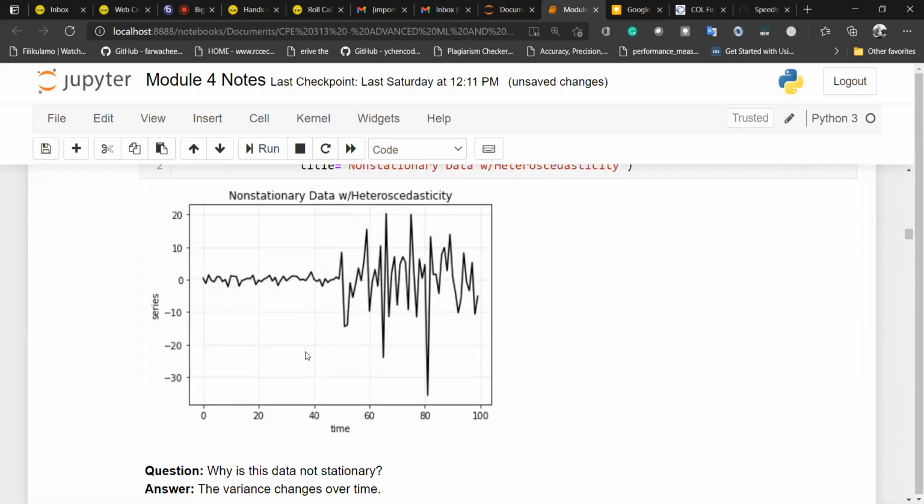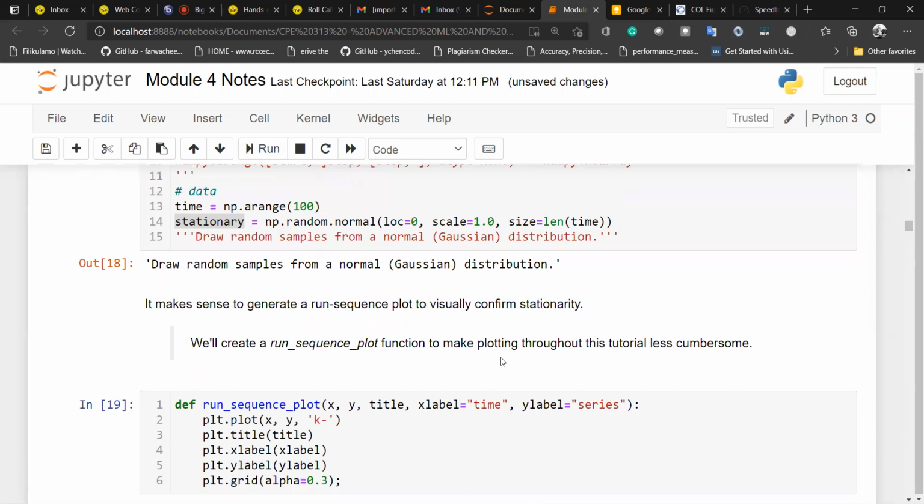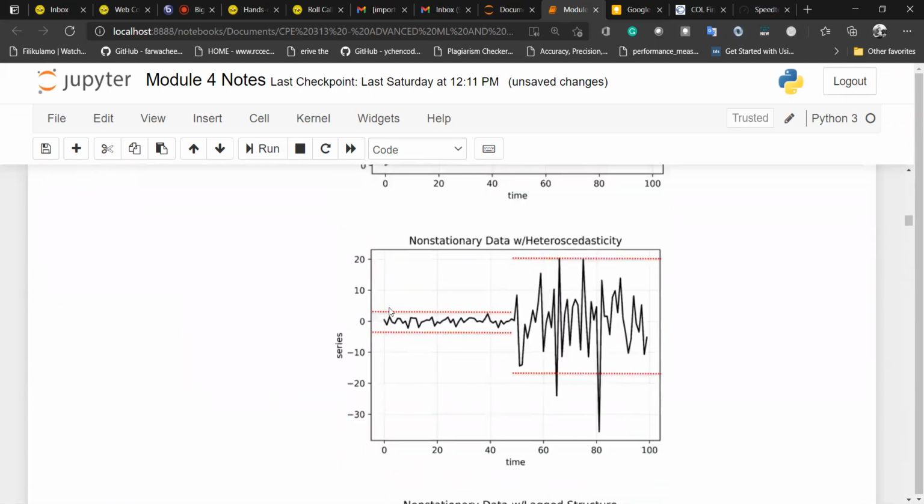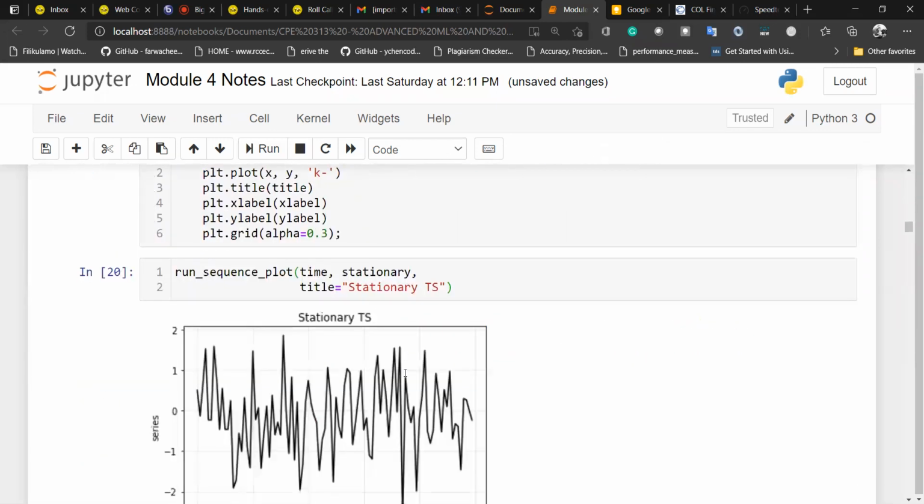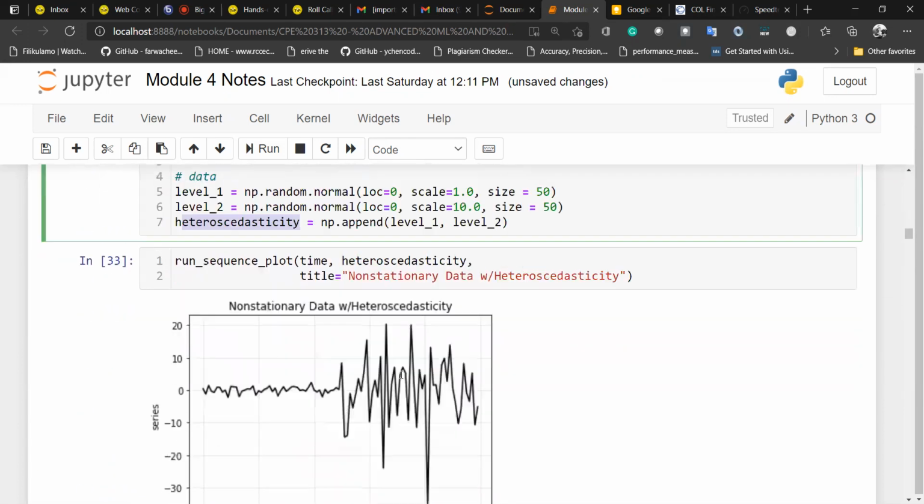So why is it called non-stationary data? Because the variance changes over time. So the variance here is different from the variance here. You can see that in the image above. Talking about the variance, this one, the variance changes over time. So the variance here is different from level 1. Then when it comes to the level 2 signal, its variance is different again. So when the variance is changing over time, our data is non-stationary. Alright?